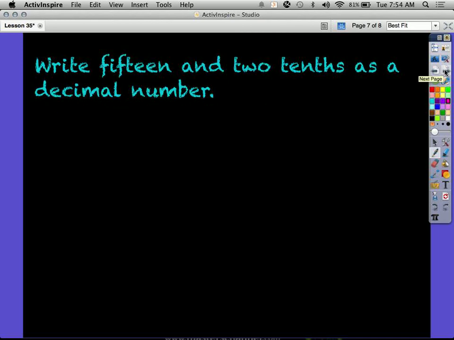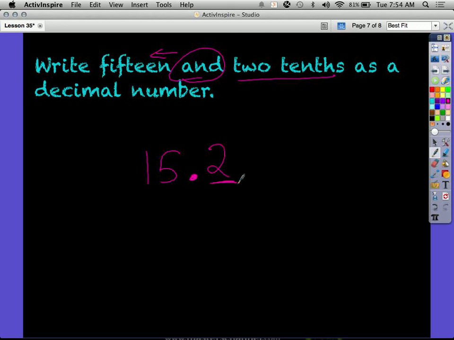Write 15 and 2/10 as a decimal number. So I see my word and, so that's going to be my decimal point. Anything before that, I write out to the left of the decimal point, so I have 15 and 2 tenths. Okay, I know I only need to go to the 10th spot, so write my 2 in there. There's my decimal number.